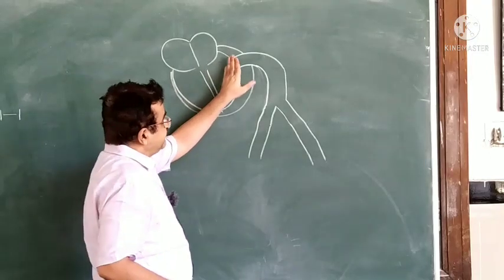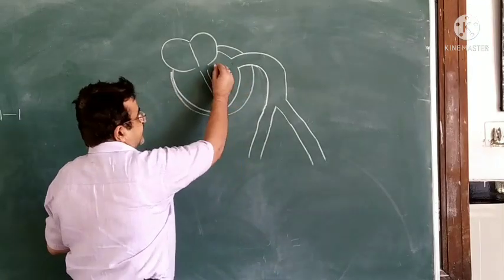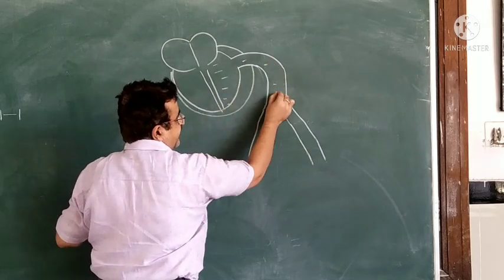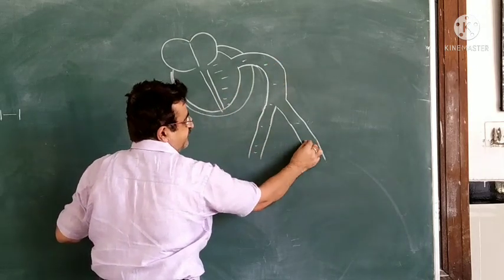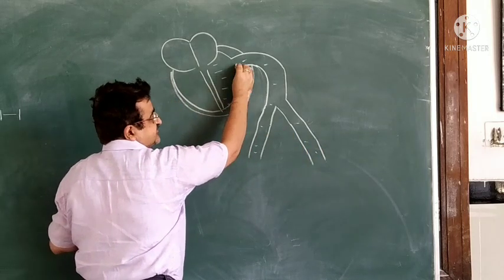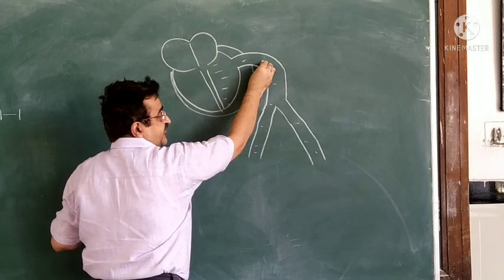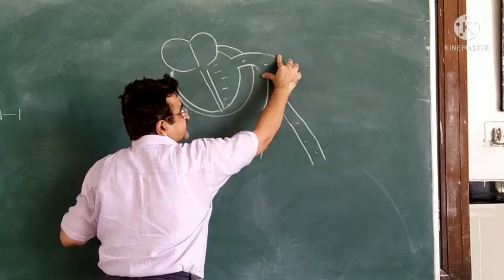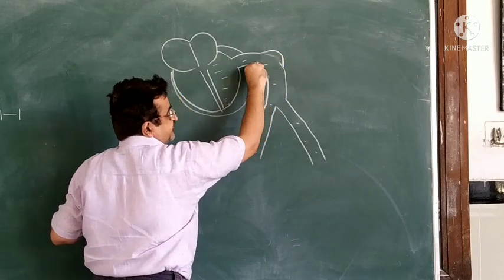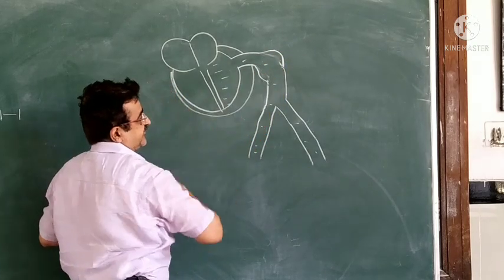So the meaning of pulse is that right now this ventricle is filled with blood. The aorta and the arterial system are also filled with blood. Now the ventricle is contracting, blood is injected into the aorta, and the aorta undergoes expansion. This is how the aorta undergoes expansion when the blood is injected into it.